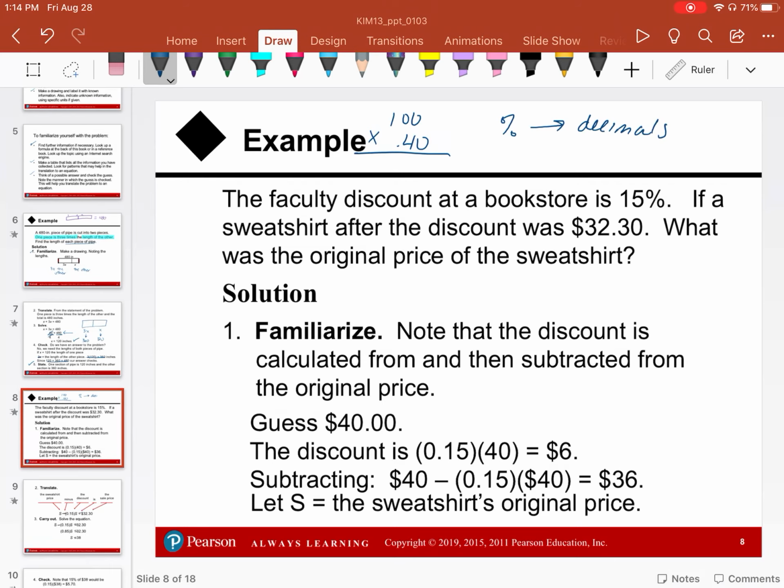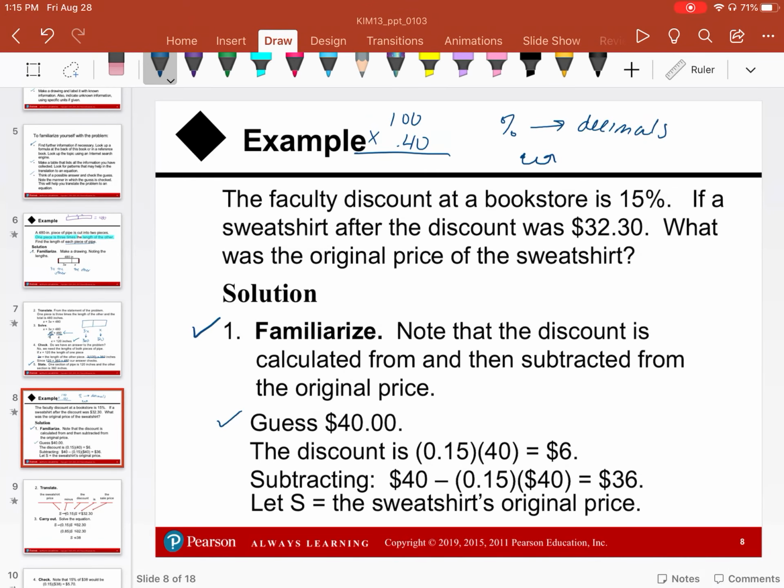And you do it by moving the decimal point over to the left twice. So you move it to the left twice. All right, let's familiarize ourselves with what's going on. Note that the discount is calculated and then subtracted from the original price. So let's think about what we would do.